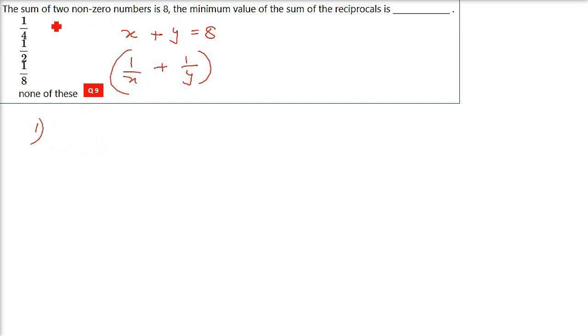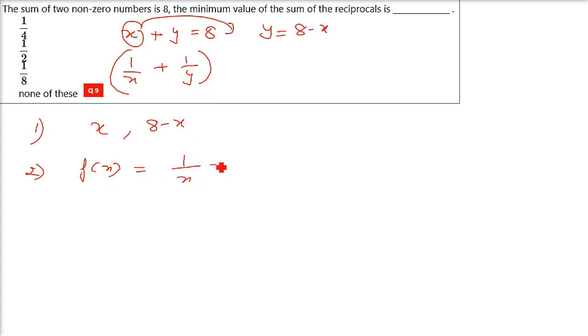So we have the sum of two non-zero numbers as 8, which we have already set up. One number is x, the other number is 8 minus x. That is your first step. So again I am just showing you y equals 8 minus x. So we have x and 8 minus x, these are the two numbers. Then we have 1 by x plus 1 by y, the sum of the reciprocals. This is the function we have to start with and differentiate.